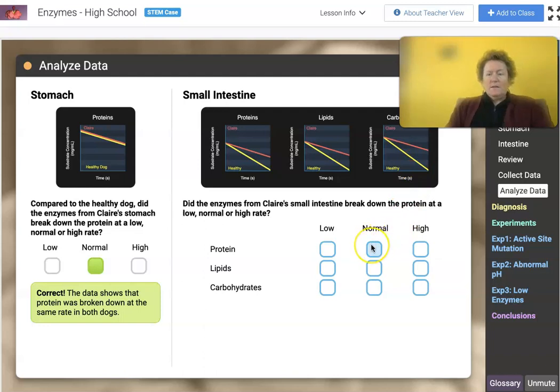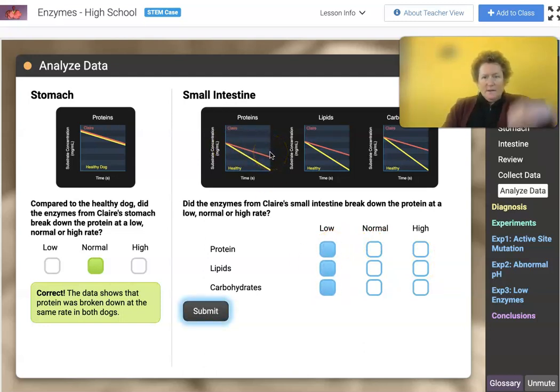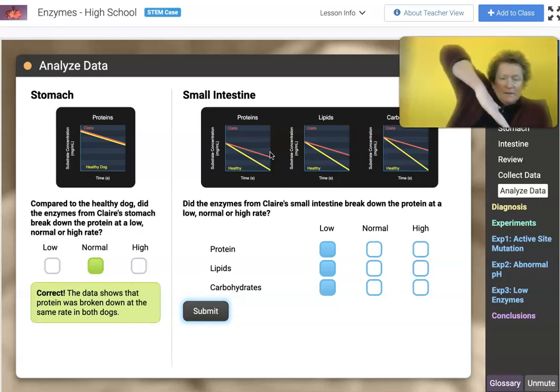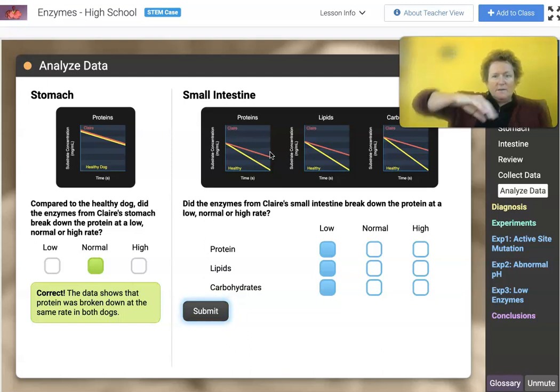So Claire has a low rate of digesting all of those molecules because her line doesn't go down as fast. Claire's got a smaller slope. Remember, the slope shows the rate. The slope is how level the line is. The more tilted the line is, the greater the slope. The healthy dog has a higher slope, and Claire's is more gentle, which means her rate is lower than the healthy dog.